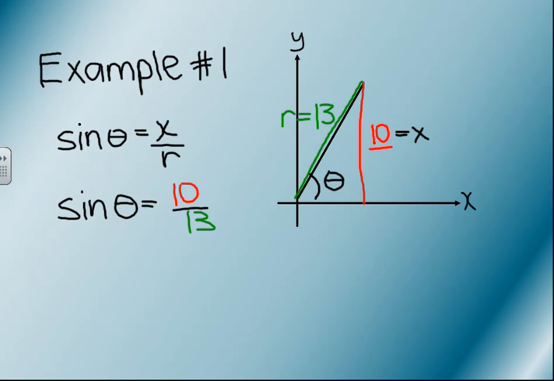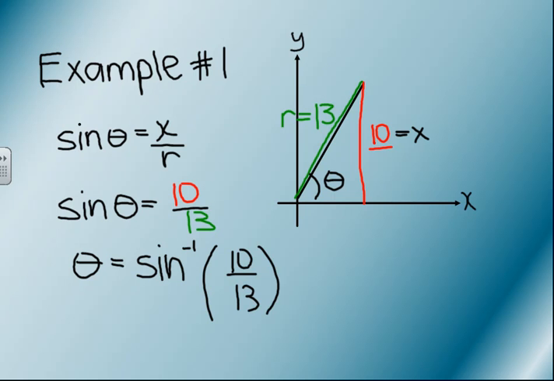So on your calculator, there's an inverse function. So when you type it in, you want theta. This may look scary, but all you need to look for is the second function button. And here we have an angle of 50 degrees.